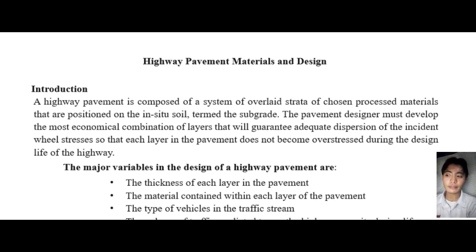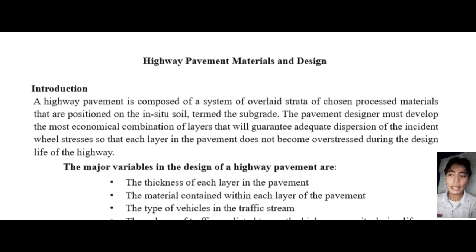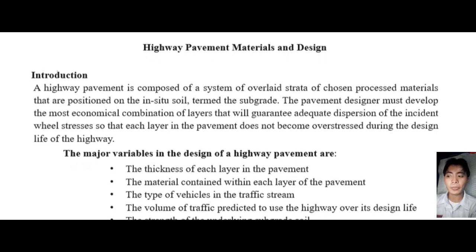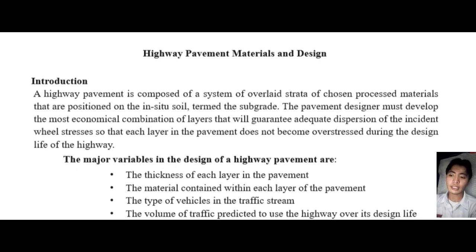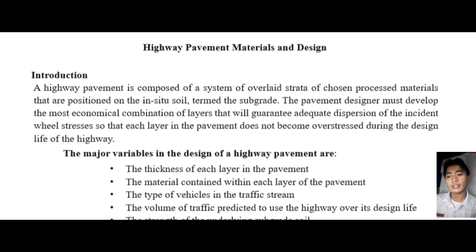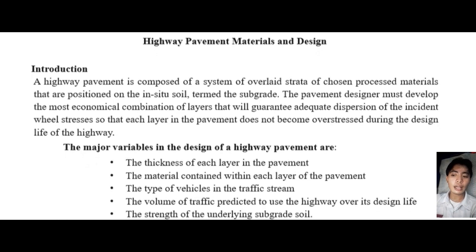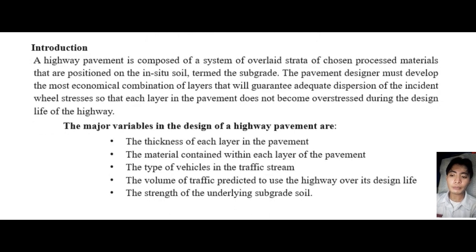The pavement designer must develop the most economical combination of layers that will guarantee adequate dispersion of the incident wheel stresses so that each layer in the pavement does not become overstressed during the design life of the highway. There are major variables in the design of a highway: the thickness of each layer in the pavement, the material contained within each layer, the type of vehicles in the traffic stream, the volume of traffic predicted to use the highway over its design life, and the strength of the underlying subgrade soil.